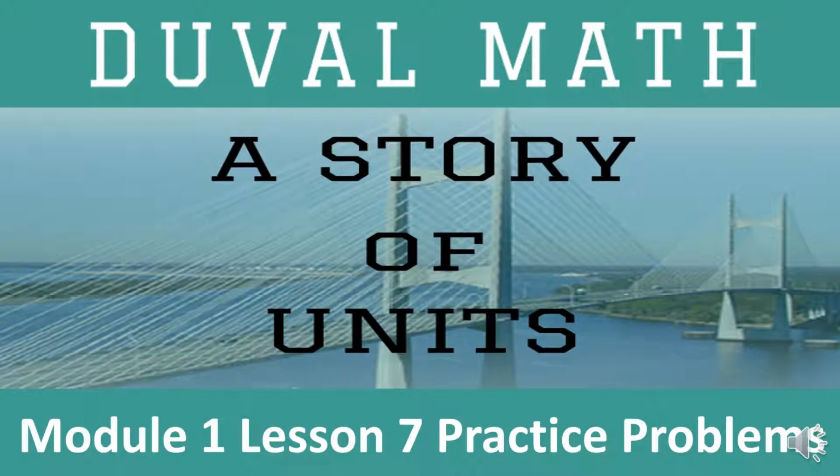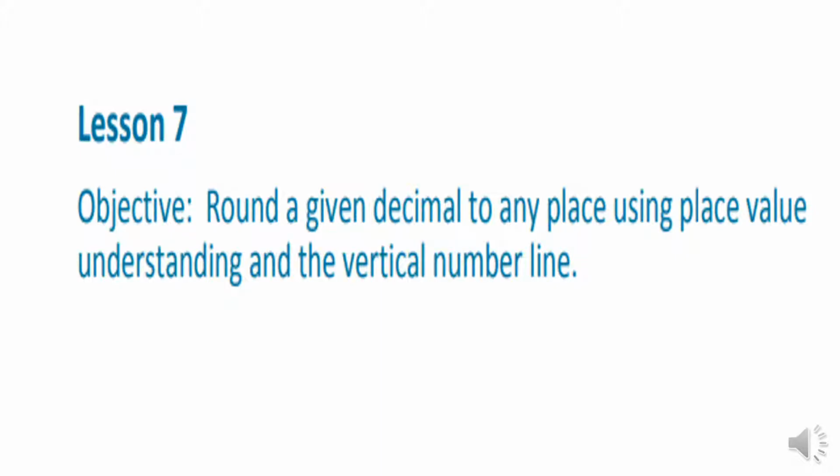Okay, tomorrow, in lesson 7, we're going to be rounding a given decimal to the place using place value understanding and a vertical number line. Now this is probably a little different than what you've seen before with horizontal ones, but the vertical number line is usually a little easier for students to actually see.